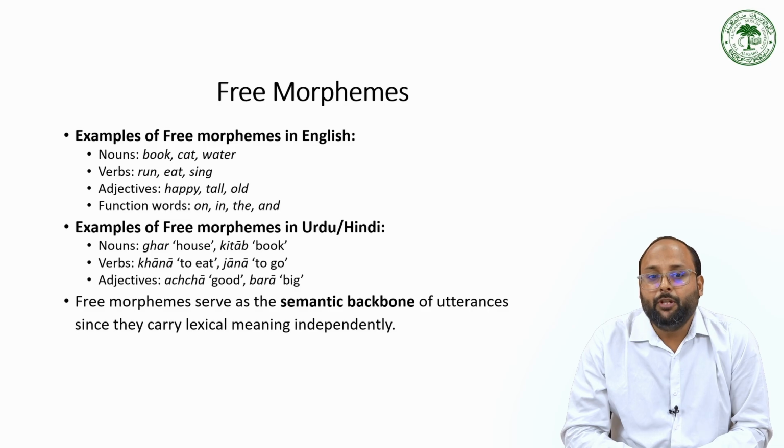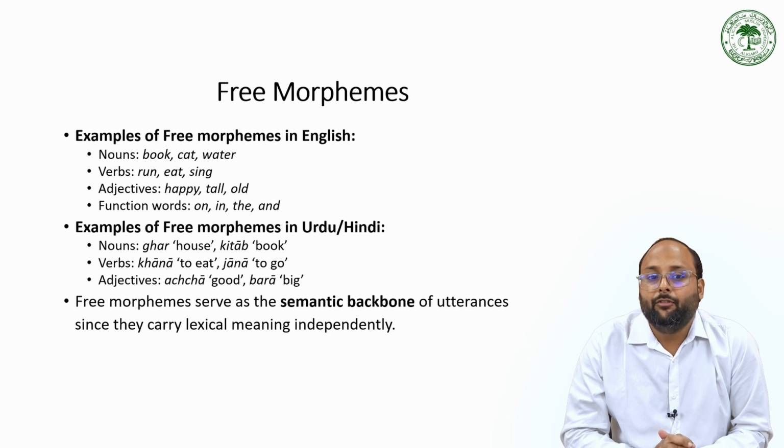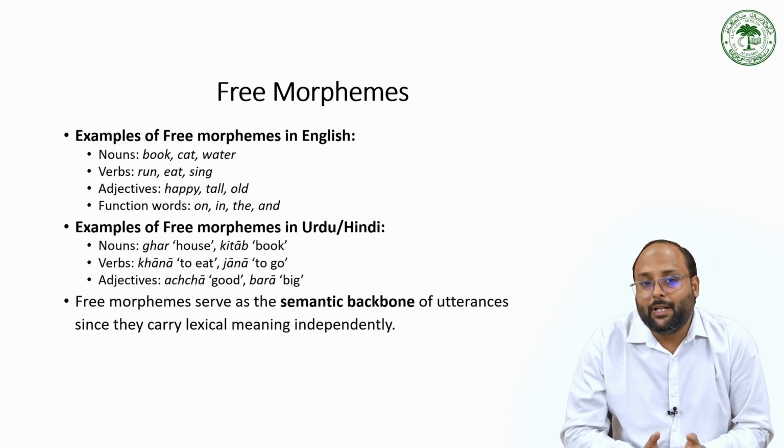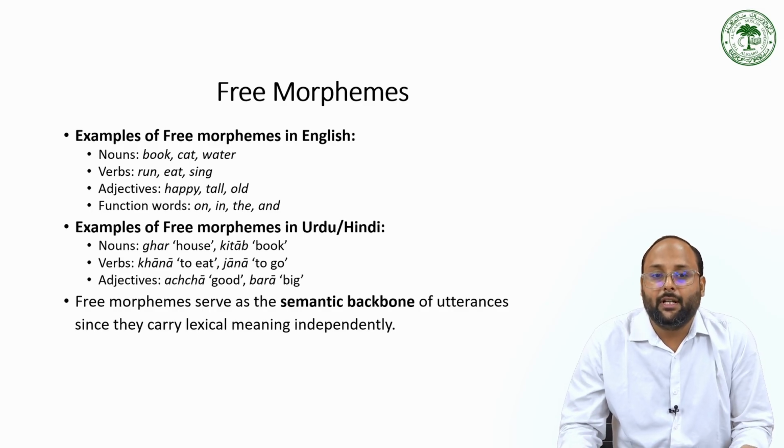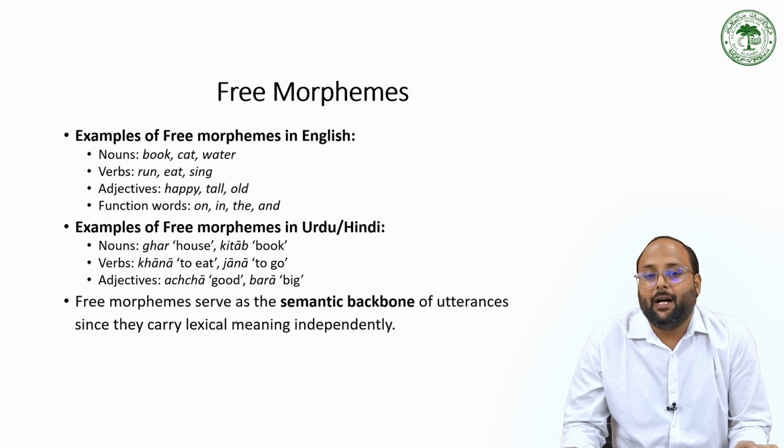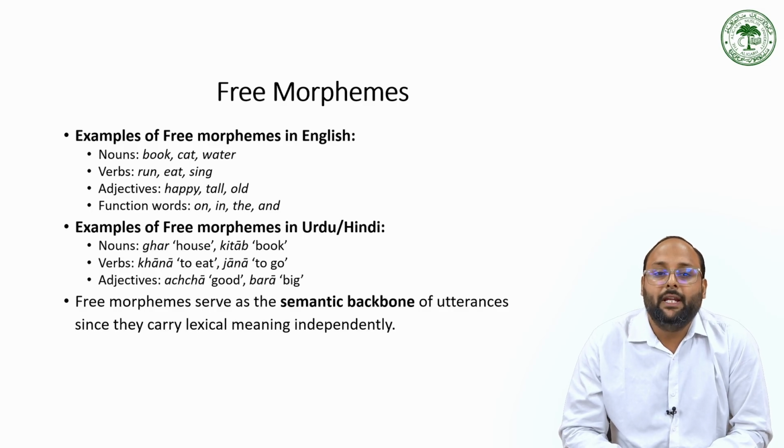Free morphemes in English include nouns, verbs, adjectives, and functional words. All these words come under the free morpheme. Nouns like book, cat, water, verbs like run, eat, sing, adjectives like happy, tall, old, and functional words like on, in, the, and. All these words occur as free morphemes in English.